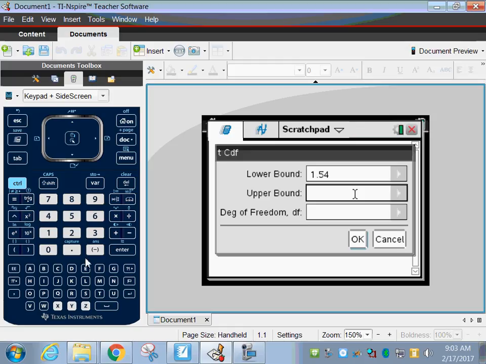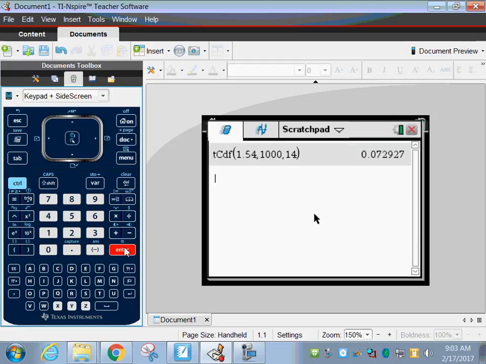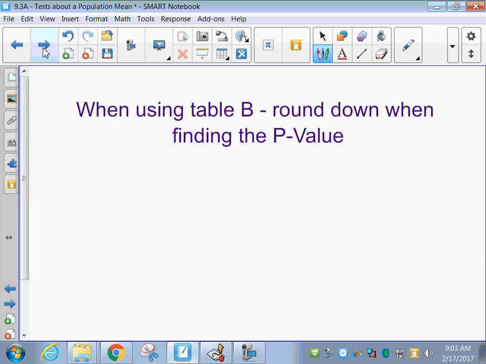Our upper bound is 1,000. We want that right tail. And our degrees of freedom is 14. Press enter, and we get 0.073. So that is in between the 5% and the 10% that we just got from table B. I just like more accuracy, I guess. So 0.073 is what we get with the calculator. Don't forget to label it all when you plug it in, okay?